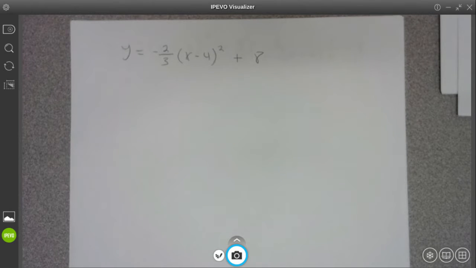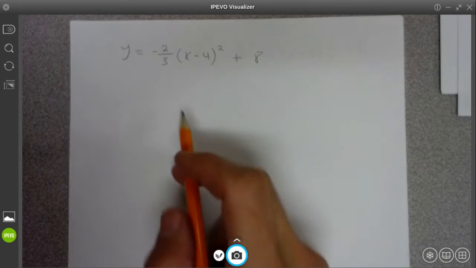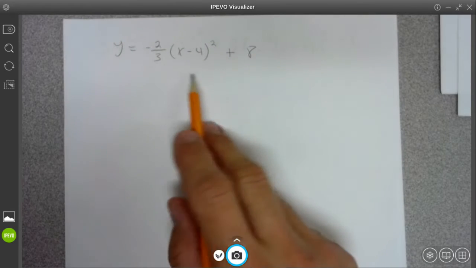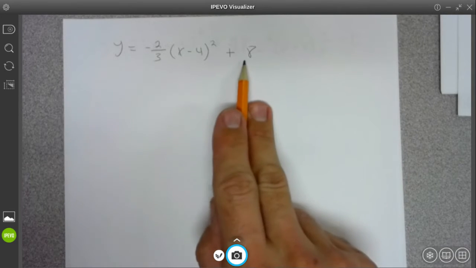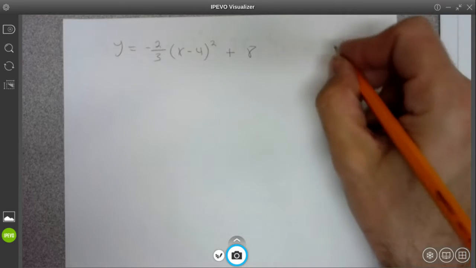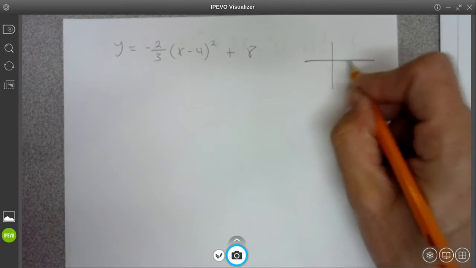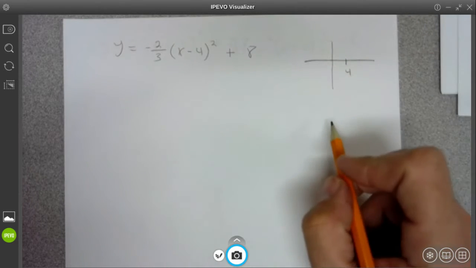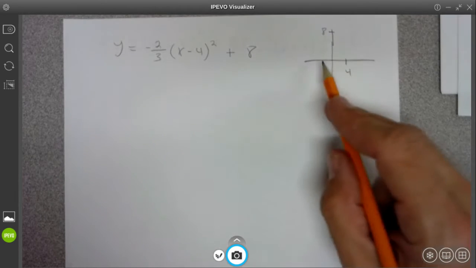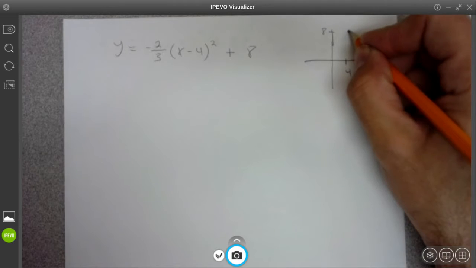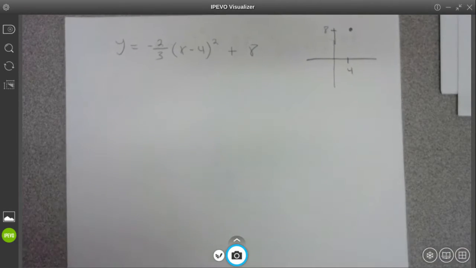So, I've got a, I'd say, more difficult example for finding the x-intercepts on a quadratic that's in vertex form. Let me just kind of graph it real quick. We're going to go 4 units to the right, and 8 units up. It's going to be kind of high up here. So 4, 8, that's our vertex.